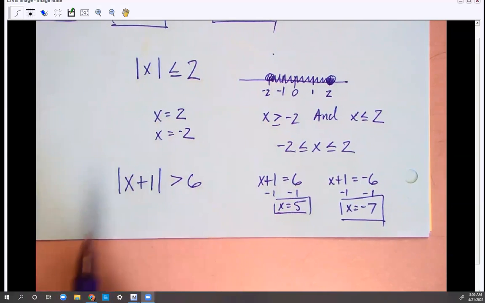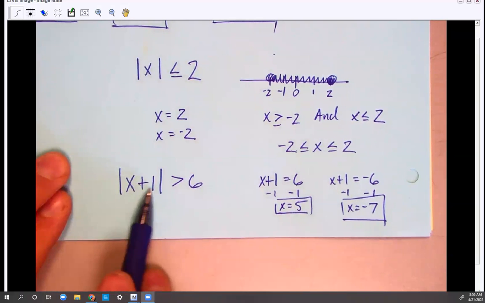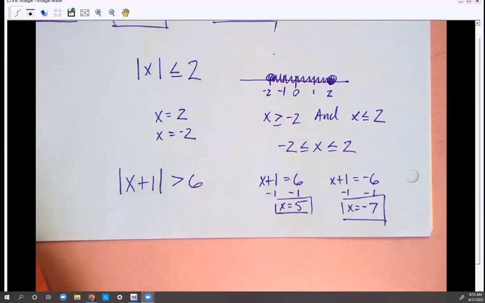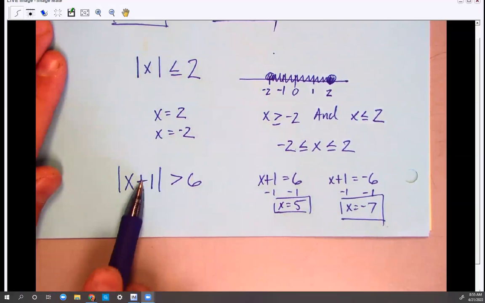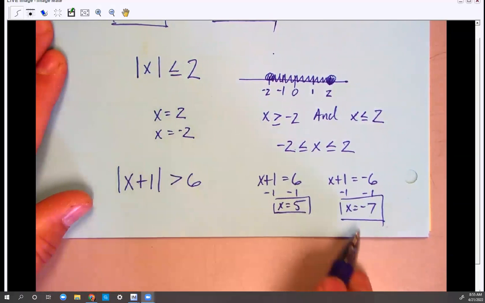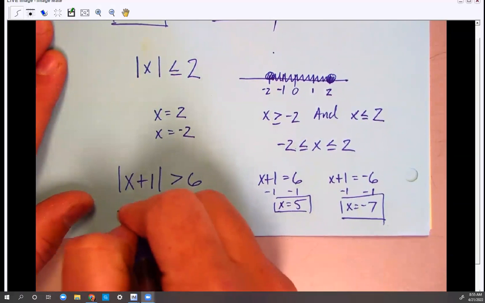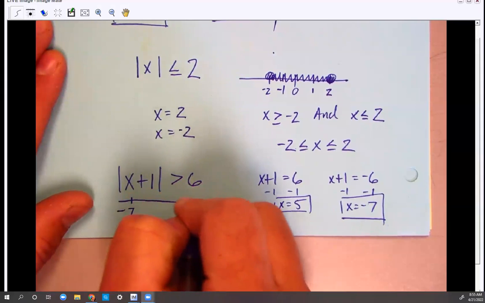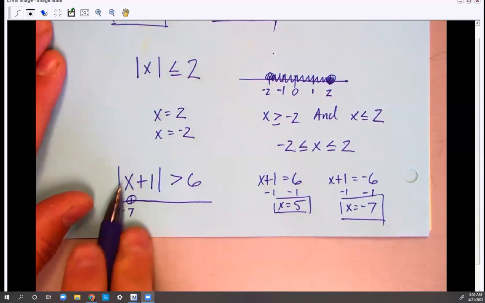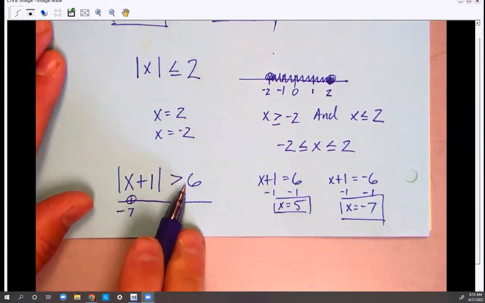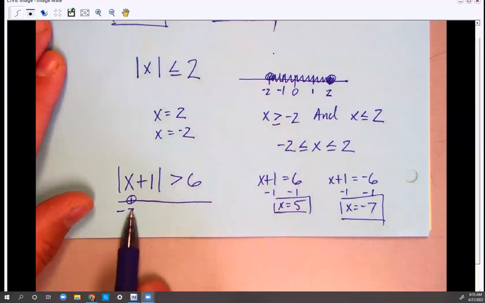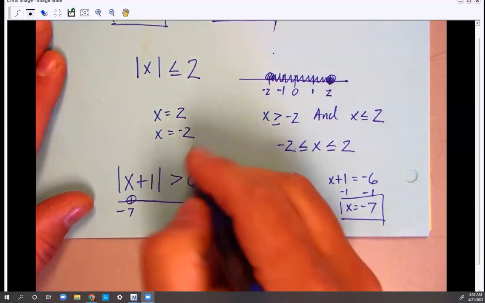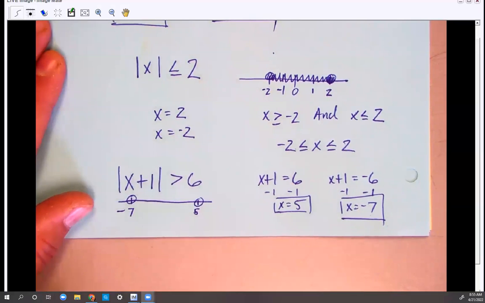5 plus 1 is exactly 6. -7 plus 1 is -6. That's a distance of 6 to the left. So it does solve and give us exactly 6. But we don't actually want to be exactly 6. We want answers that give us numbers bigger than 6. We want to be further away than 6. So we'll put -7 on our number line. We'll put 5 on our number line.